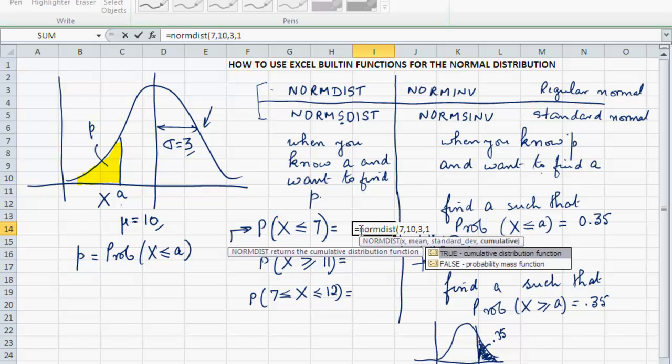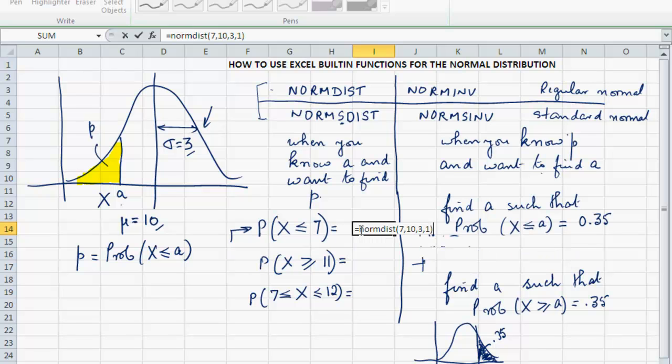cumulative. Okay. The main thing to remember is that the Excel built-in function normdist always gives you the area to the left of the point where you are on the x-axis. So it will always give you the shaded portion to the left. Okay. Now, if you don't want the area to the left, you'll have to do some geometry. Okay, so we'll see that. So the answer is 15%. So the probability of x being less than or equal to 7 is 0.158 or 0.16.